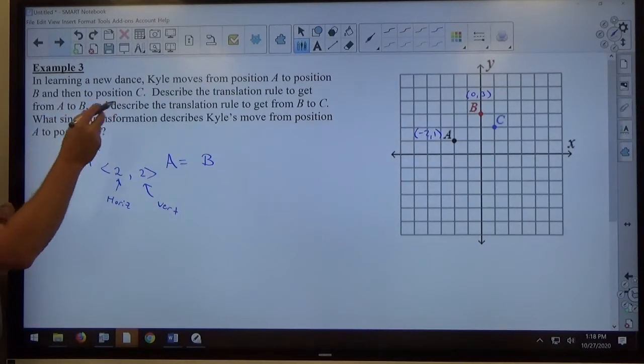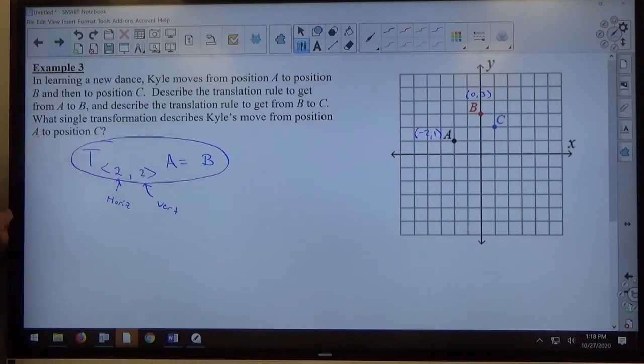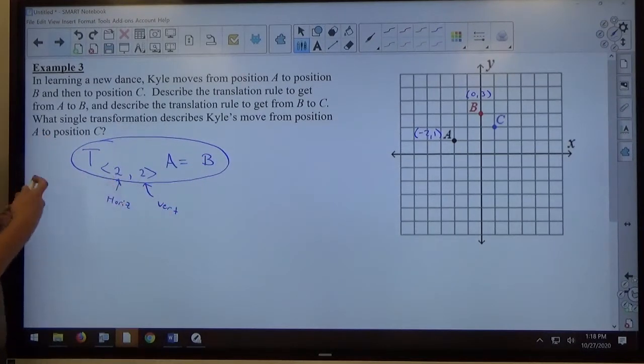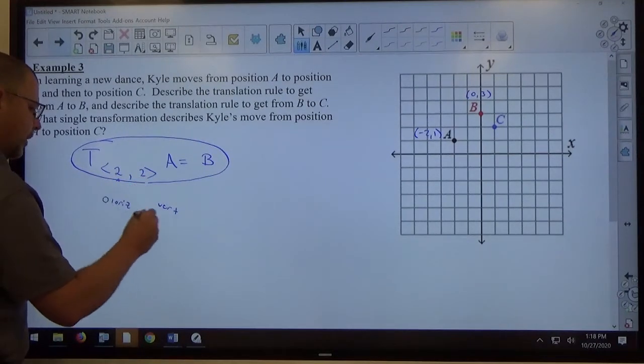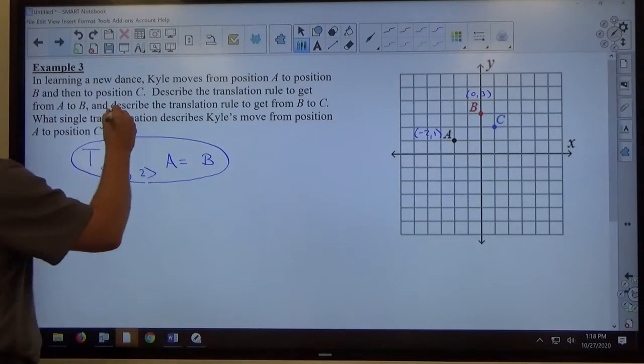So again, it says describe the translation rule. This is the translation rule. When it asks for a translation rule, your answer should look something like that. Translation, what we're translating, what it's changing to, and how we're moving it. All right? That's the first part. The second part asks us, describe the translation rule to get from B to C.